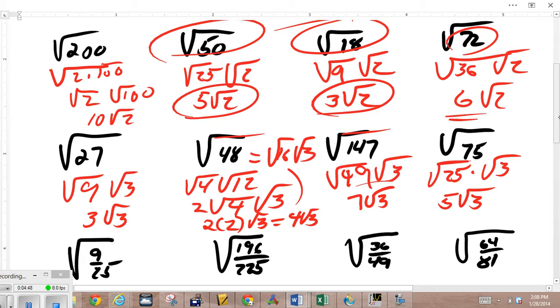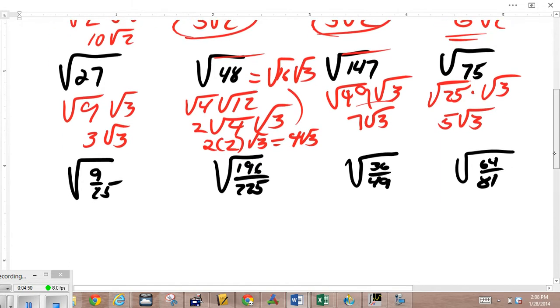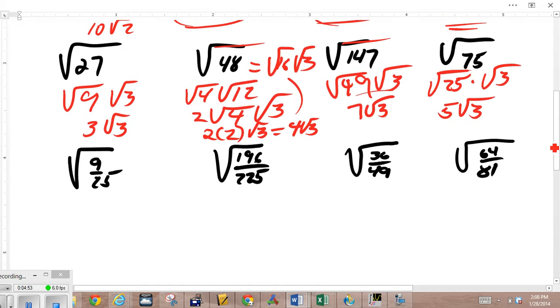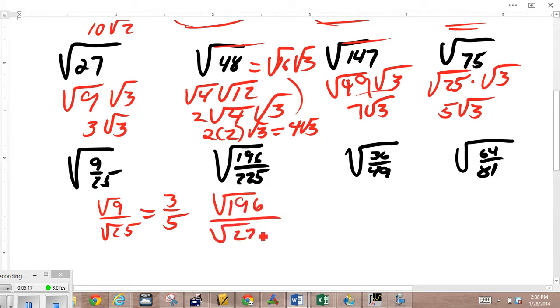Okay? All right. Now, the next set of problems uses the rule that the square root of 9 over 25 is the square root of 9 over the square root of 25, which makes that 3 over 5, or 3/5. You have recognized, hopefully, that these are perfect squares. That's the square root of 196 over the square root of 225. So that should become 14 over 15, okay?